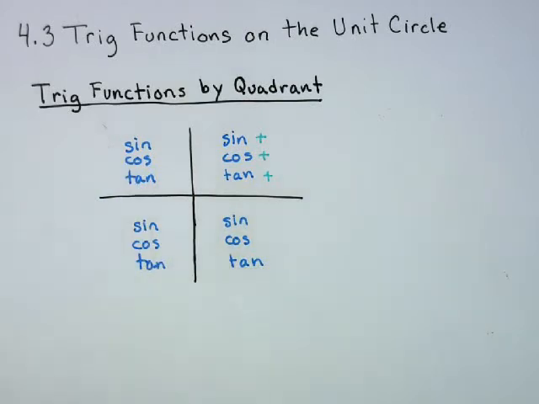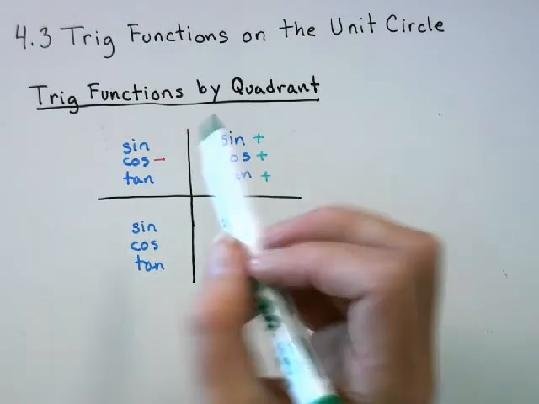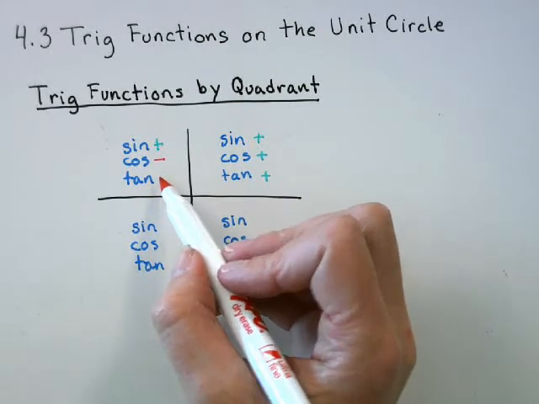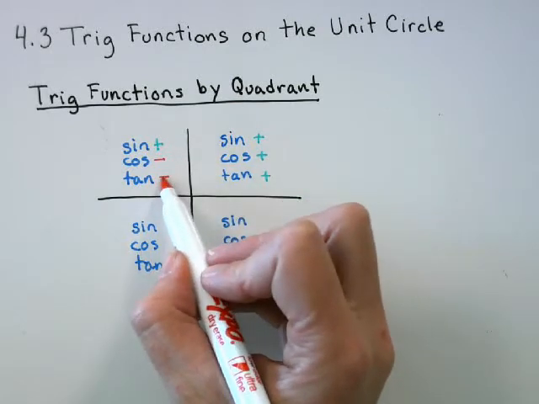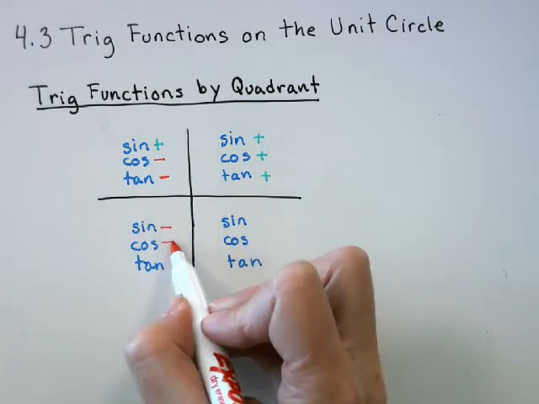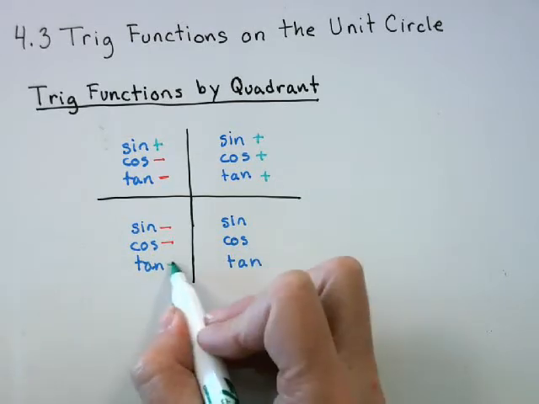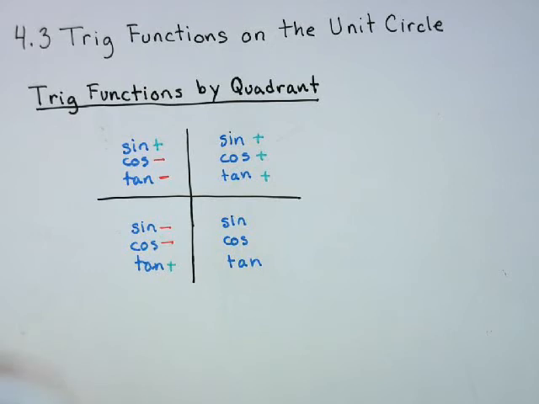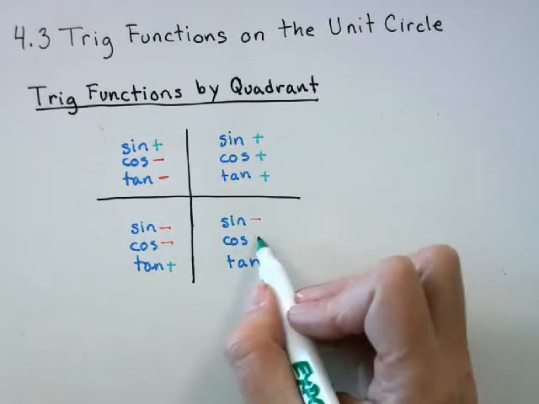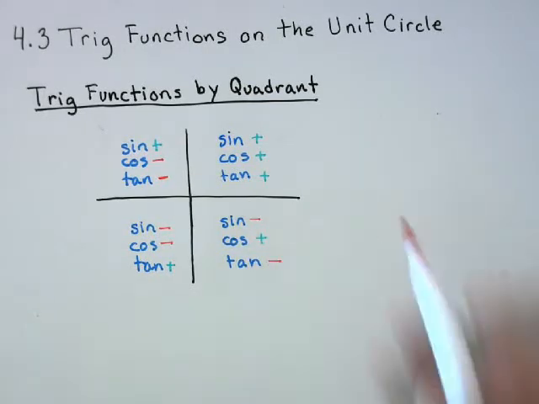In the second quadrant, the x value is negative. So cosine is going to be negative. Sine is going to remain positive. But tangent, since it's going to be the y over the x, is going to be negative. In the third quadrant, both x and y are negative, so sine and cosine are negative, but that makes tangent positive. And then in the fourth quadrant, sine is going to be negative, cosine will be positive, tangent will be negative.